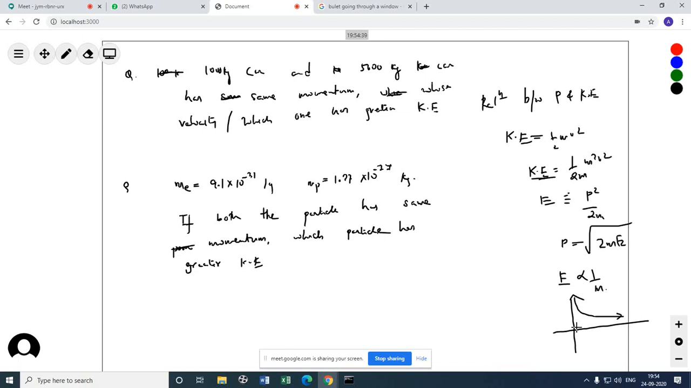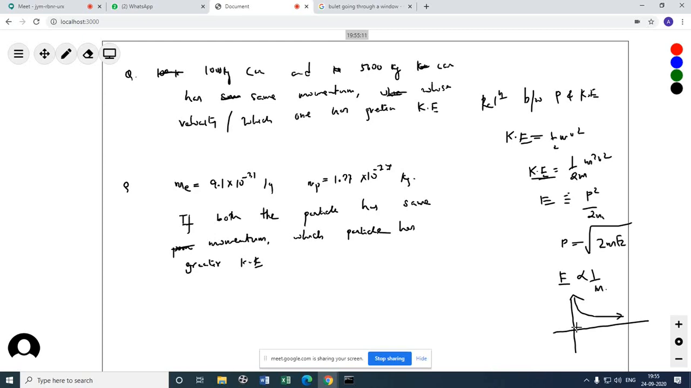Which one do you think will have greater kinetic energy? In the first question, it should be the second car, and in the second one, it should be the mass of the proton. I think in the first one it should be the 1000 kg car, and in the second one the mass of the proton.